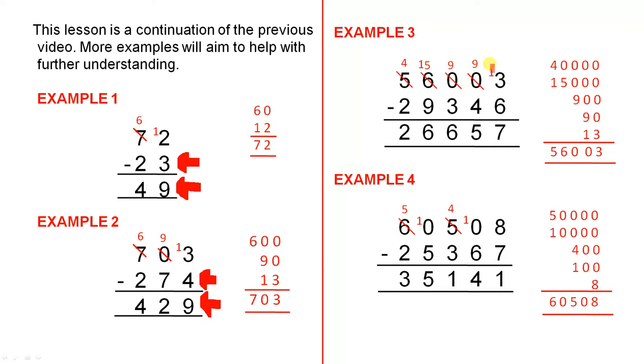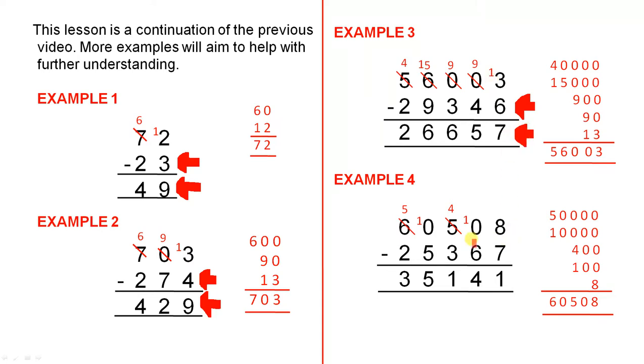Let's check if this trading's correct. That 4 is actually a 4 with 4 zeros. That 15 is a 15 with 3 zeros. There it is. 9 with 2 zeros is there. 9 with 1 zero is there. And that's 13. When you add all that up, that's 56,003. Triple check to add those two numbers up together, which will give you that answer.